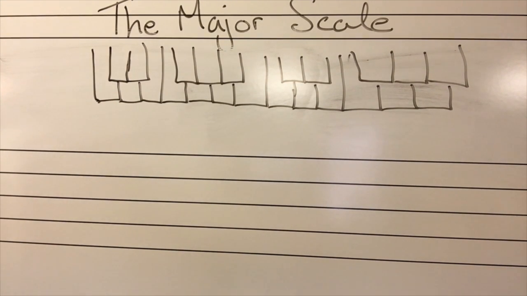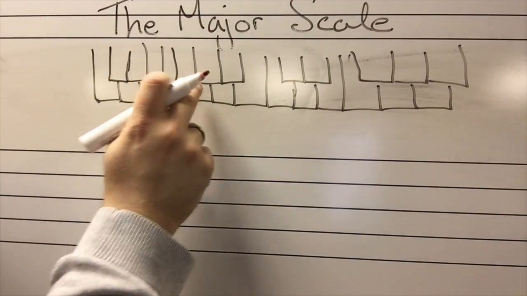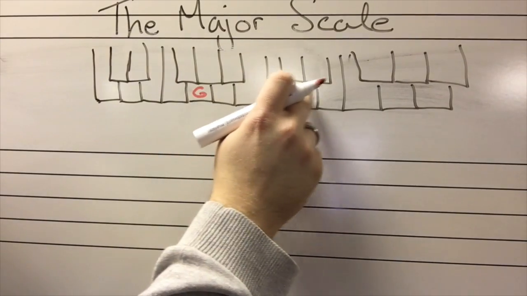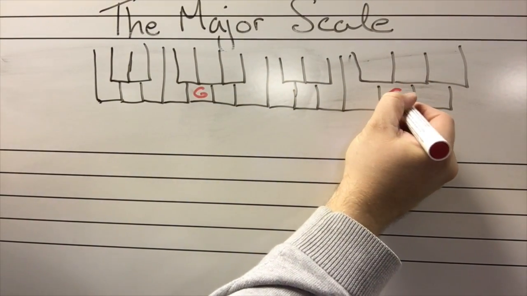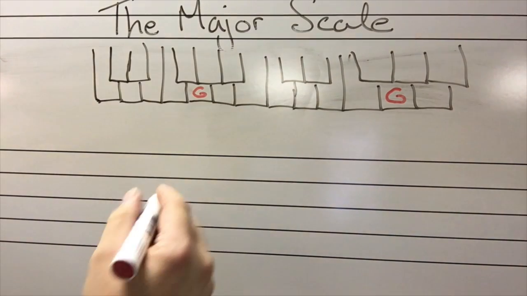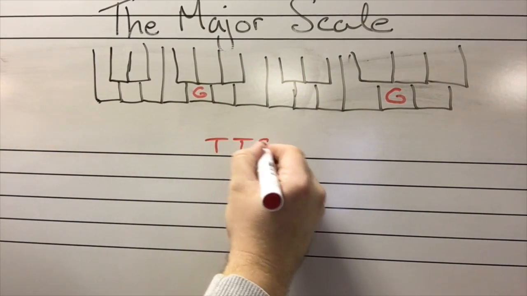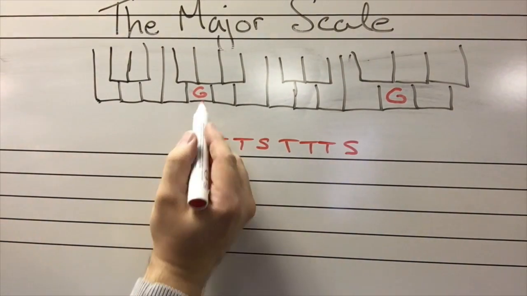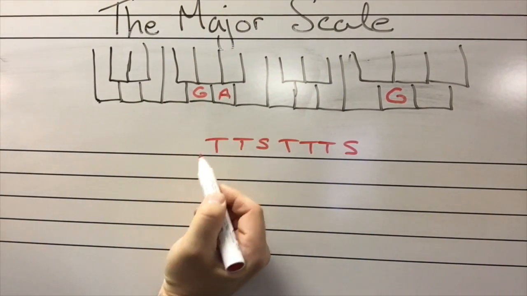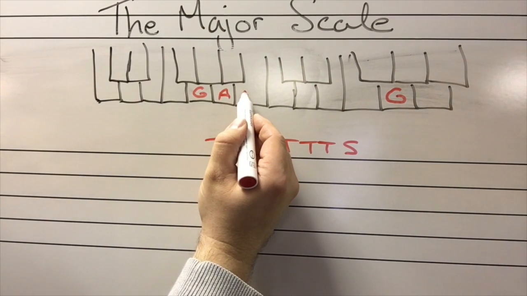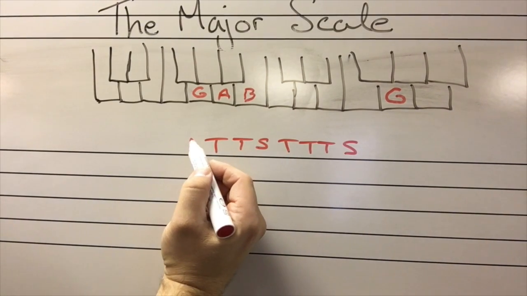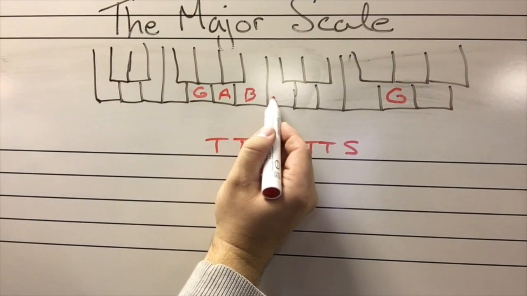For practice, let's start on G this time. C, D, E, F, G. A, B, C, D, E, F, G. Tone, tone, semitone. Tone, tone, tone, semitone. Well, let's use it here. Tone, tone. Semitone.